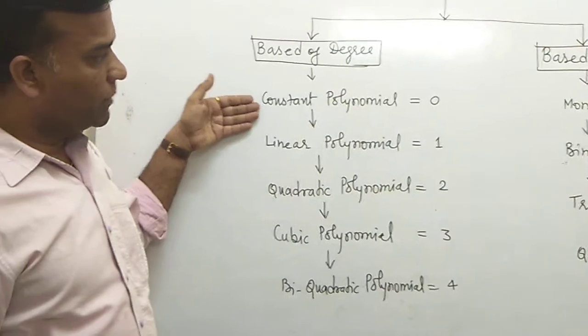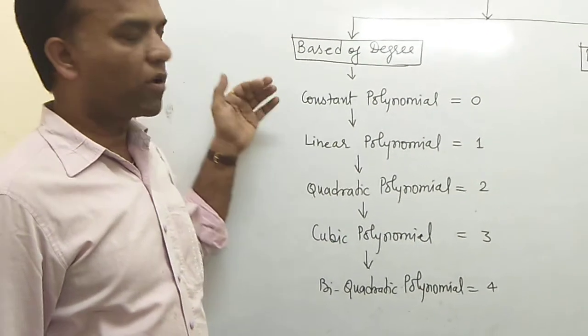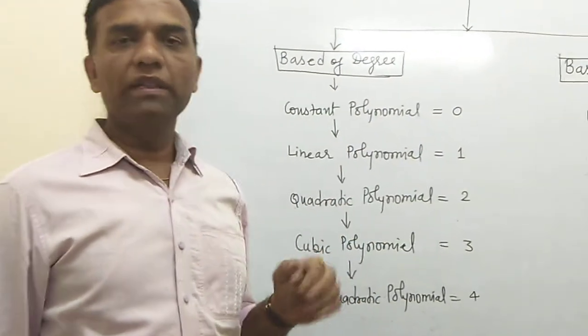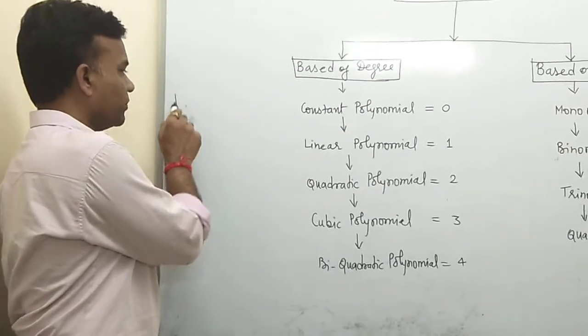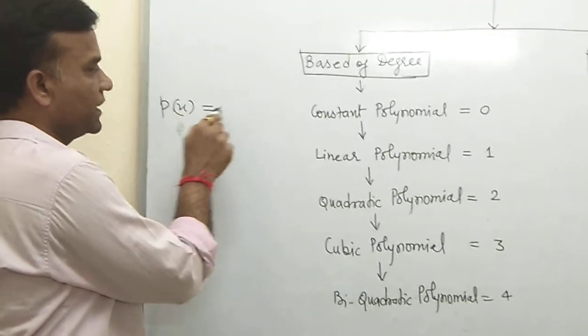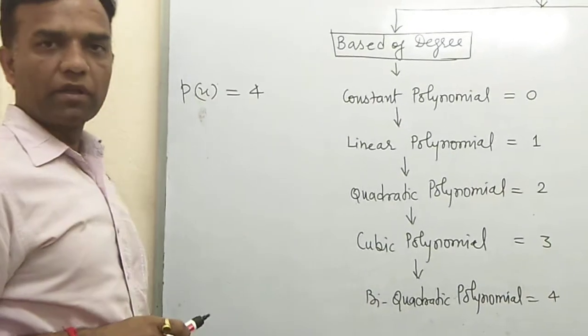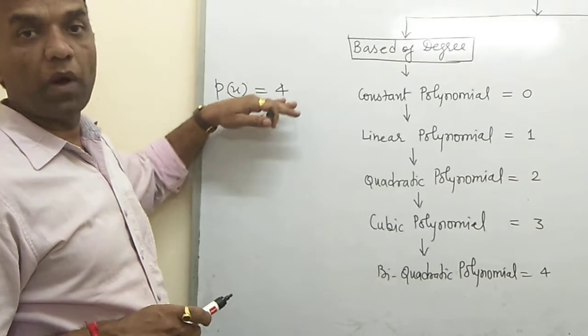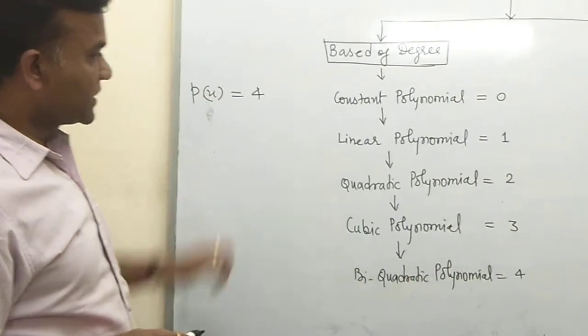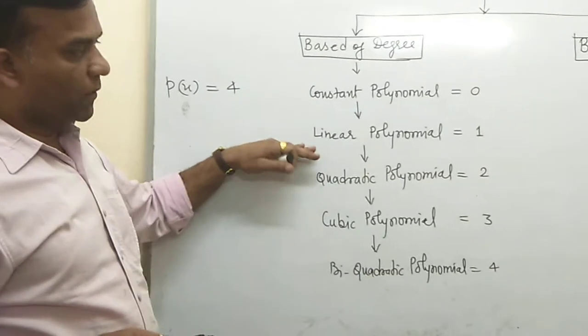Basically, a constant polynomial means only a constant term is given in the polynomial. Like you have p of x, and p of x has only a number like 4. So this is a constant because x is not given. If x is given, then its power is 0. Okay, so this is the constant polynomial, and then linear polynomial.